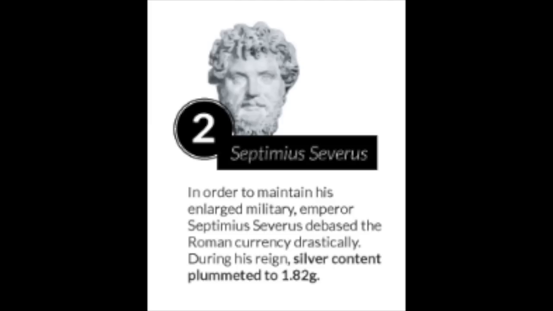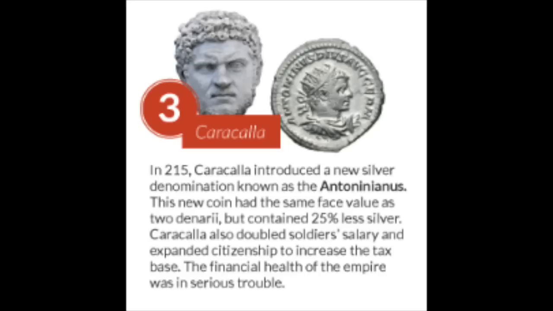Septimius Severus, in order to maintain his enlarged military, debased the Roman currency drastically during his reign. Silver content plummeted to 1.82 grams. So now it's about 50% or less of its original value.